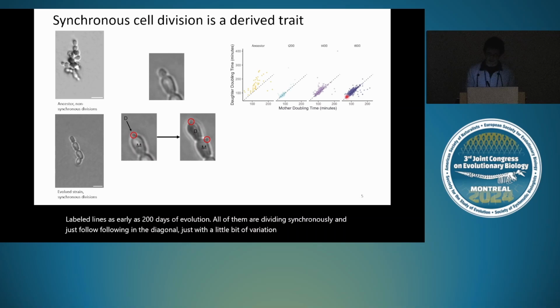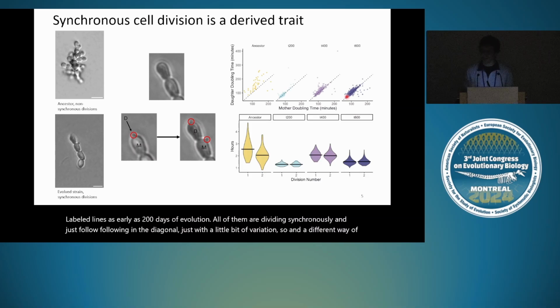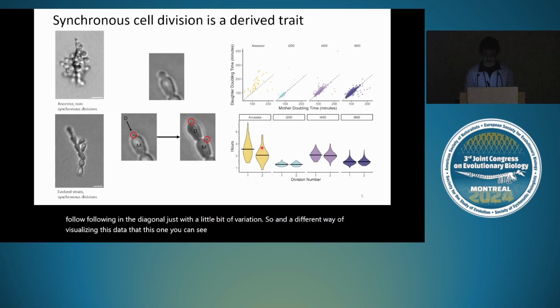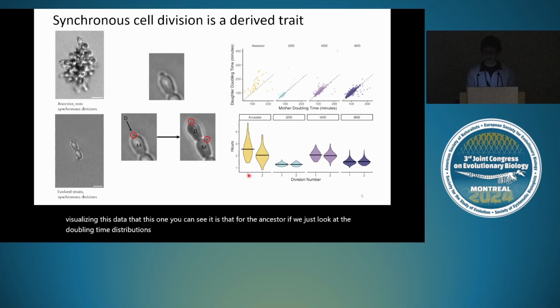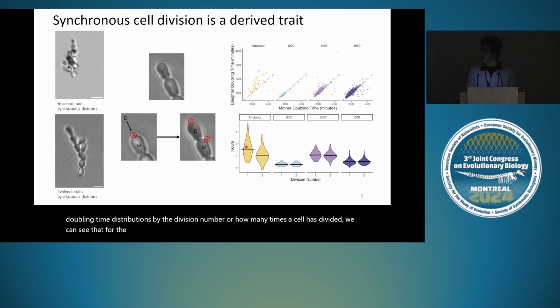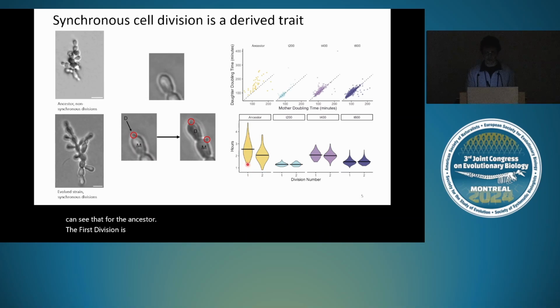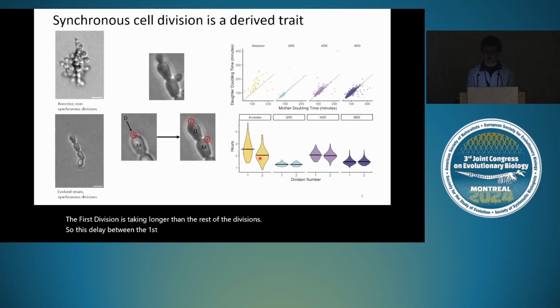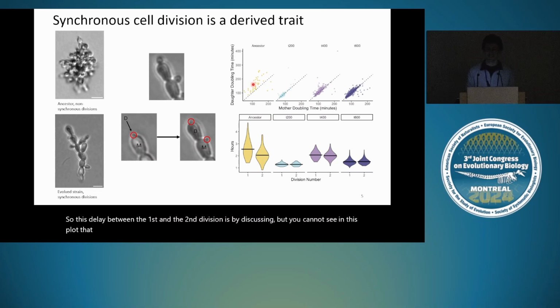A different way of visualizing this data is, for the ancestor, to look at the doubling time distributions by division number, or how many times a cell has divided. We can see that for the ancestor, the first division is taking longer than the rest of the divisions. This delay between the first and the second division is what causes the daughter cells to divide more slowly, which you cannot see in this plot.